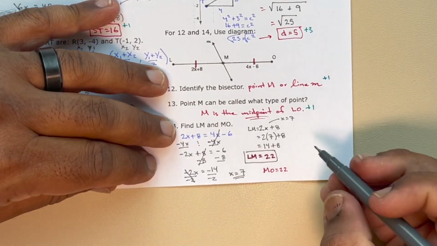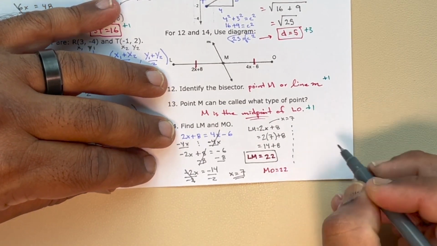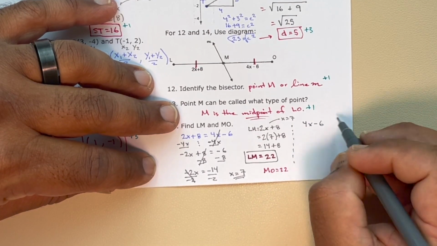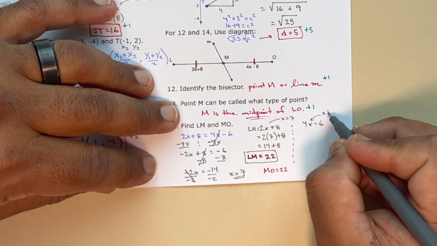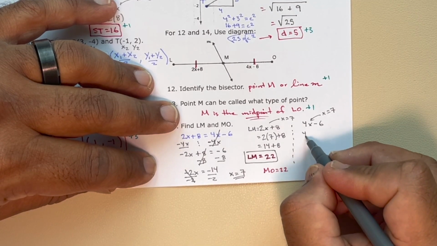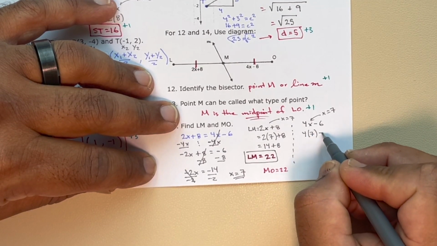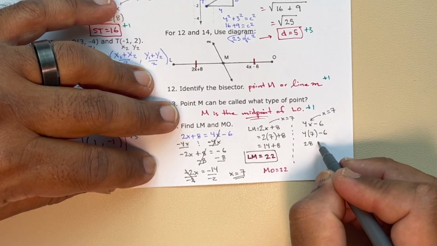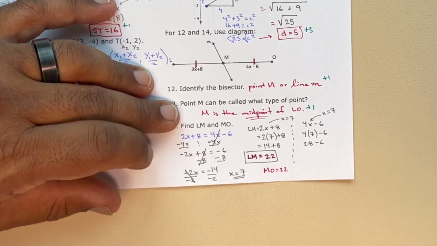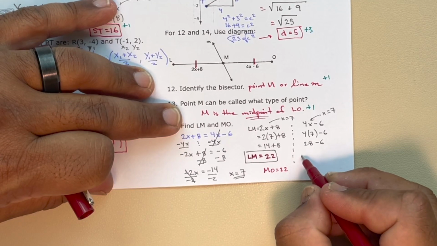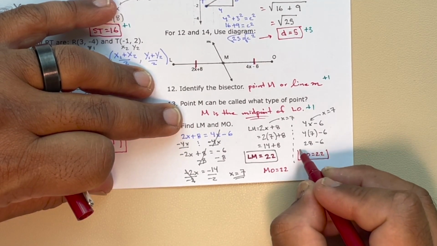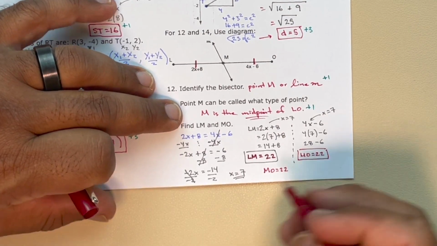Okay, well, what if I forgot that? Then let me just plug it back in to make sure. 4x minus 6. I know that x equals 7, so 4 times 7 minus 6. 4 times 7 is 28. Minus that 6. Sure enough, I found out that MO equals 22. Now I don't need to stress that those are actually the same. They are.